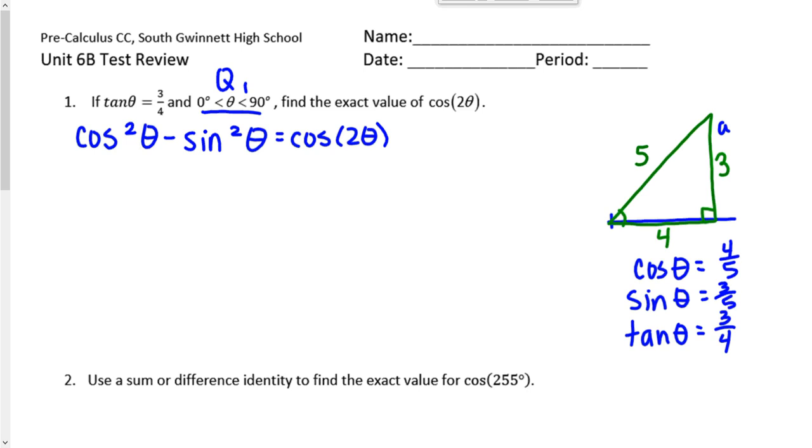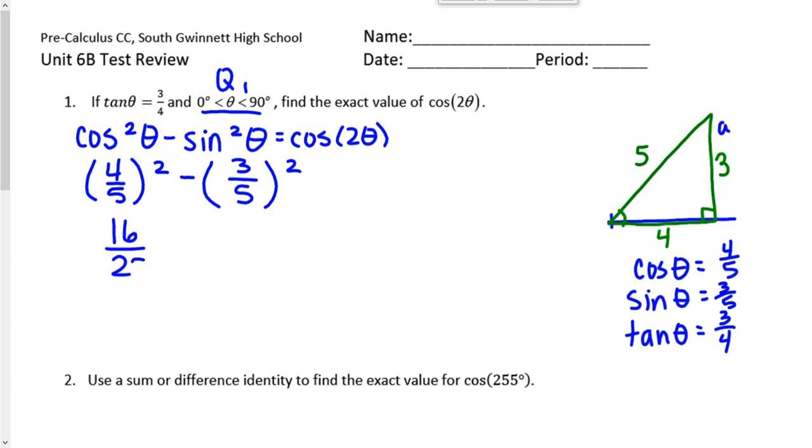All right. Do I have enough information now to plug into the formula and actually solve? Yeah. All right. So cosine, we said, was 4/5. Sine, we said, was 3/5. What is 4/5 squared? 16/25. What is 3/5 squared? What is 16 minus 9? Can you reduce 7/25? No.